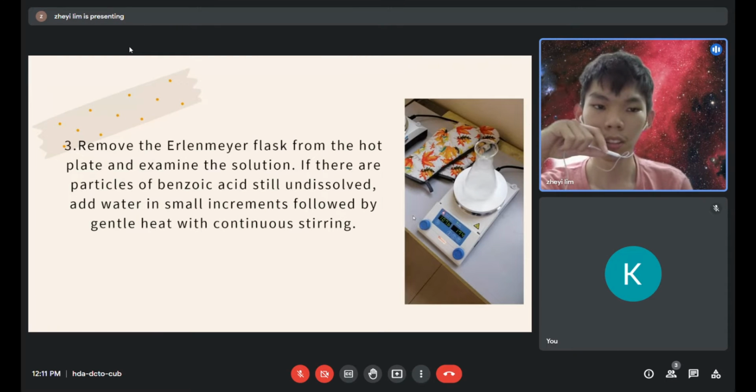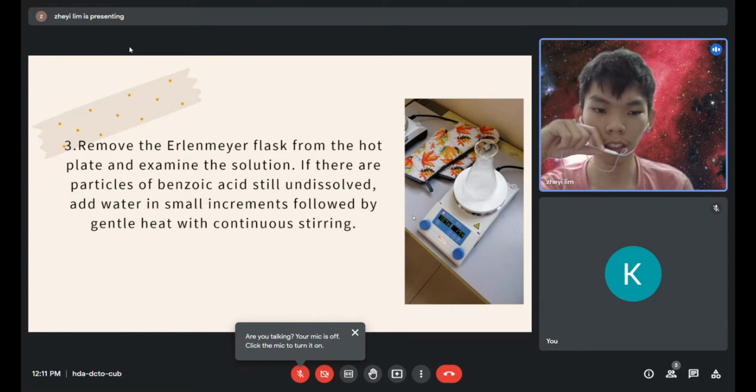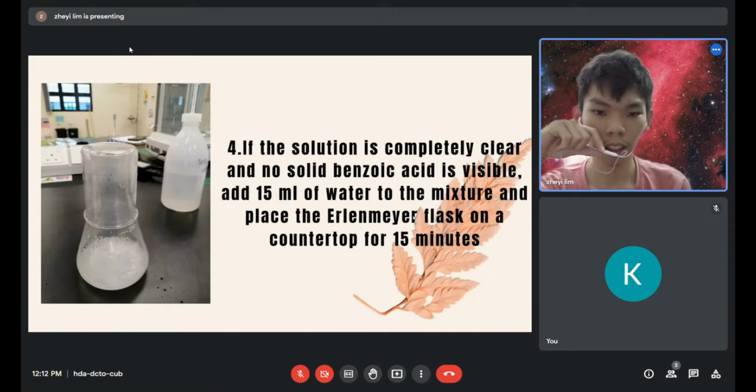And third, remove the flask from the hot plate and examine the solution. If there are particles of benzoic acid still undissolved, add water in small increments, followed by gentle heating with continuous stirring. And fourth, if the solution is completely clear and no solid benzoic acid is visible, add 50 ml of water to the mixture and place the flask on a countertop for 15 minutes.